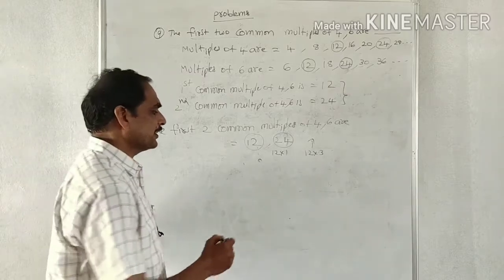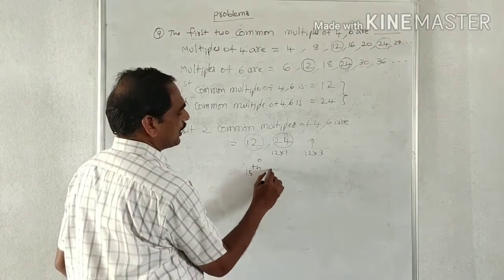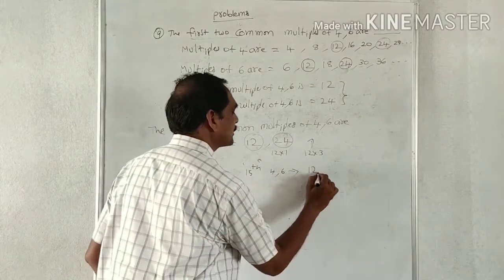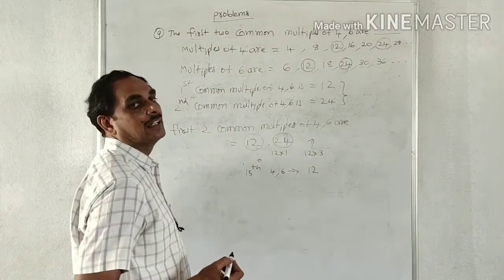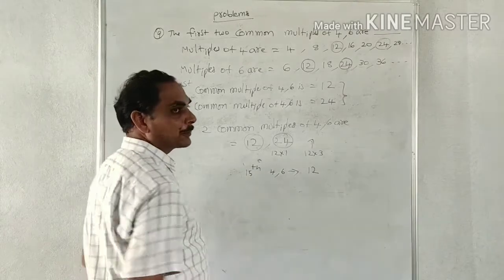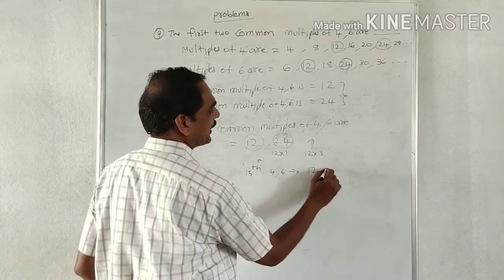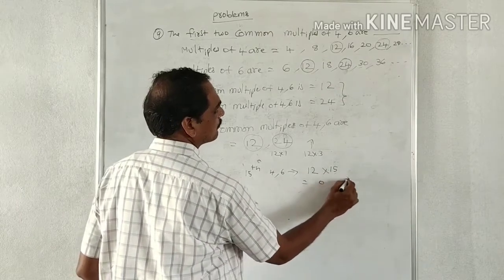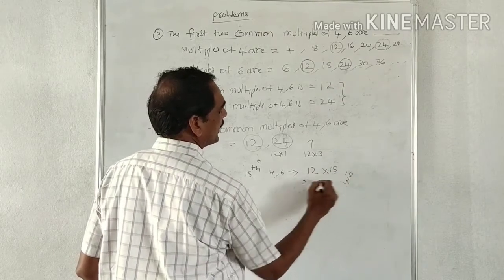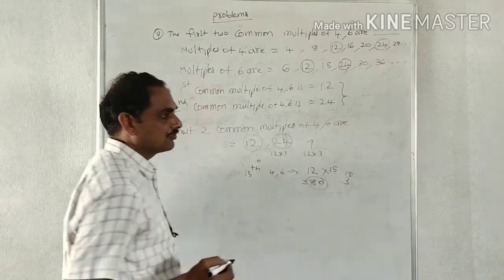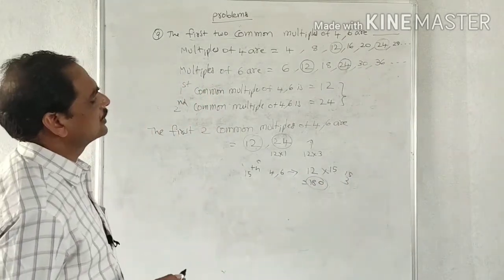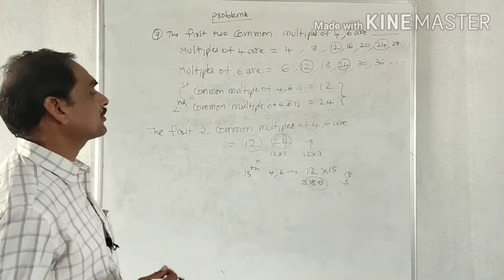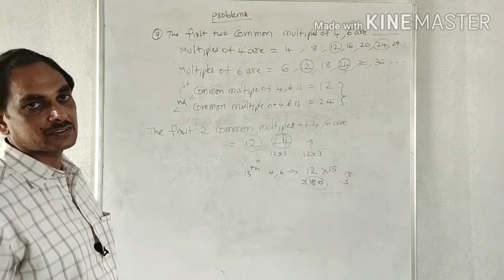So if the problem is the 15th common multiple of 4, 6, we write the first common multiple of 4, 6 is 12. To get the 15th common multiple of 4, 6, we multiply 15 with 12. That is equal to 15 twos 30, 15 ones 15, 180. This is the 15th common multiple of 4, 6. In this way, we can find any number of common multiples of two numbers.